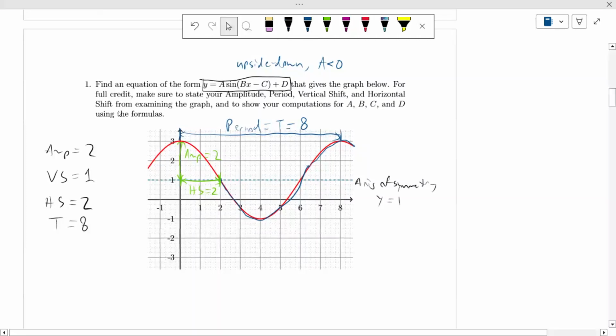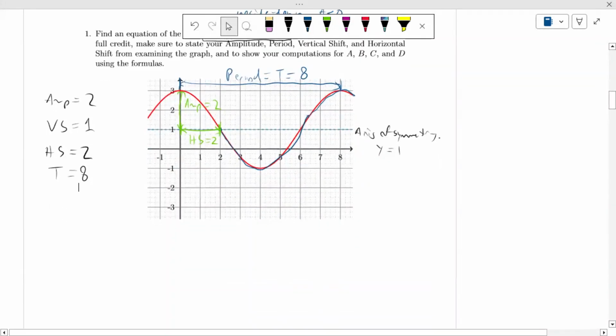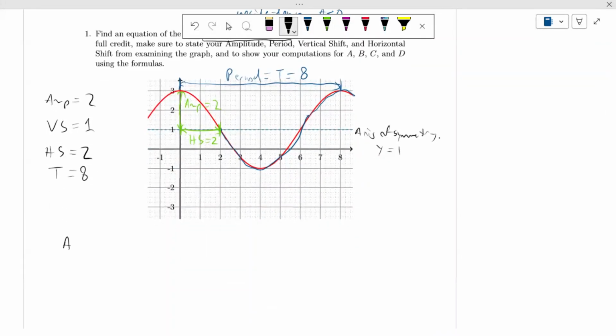So now I've done everything that I needed to do by looking at the graph, and I have those features. Now I still have to calculate what A, B, C, and D are. But any questions on that? Because I think that's probably the hardest part of this. Any questions on that at all? All right. Well, now that we have that, we can go to our formulas.